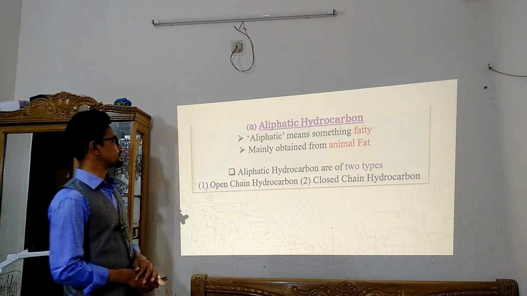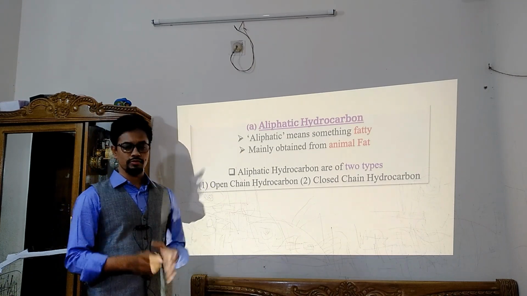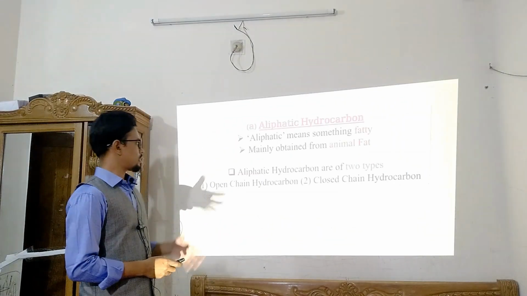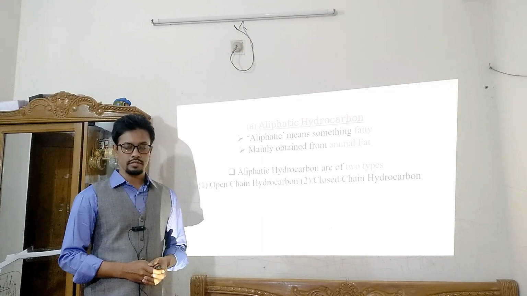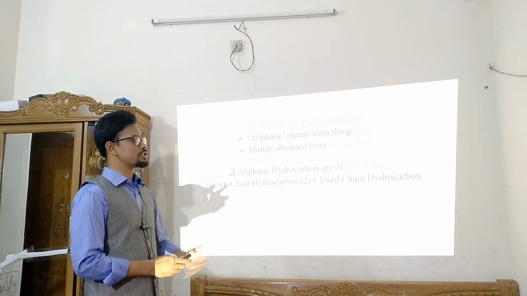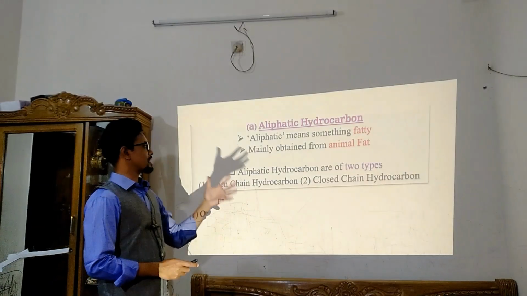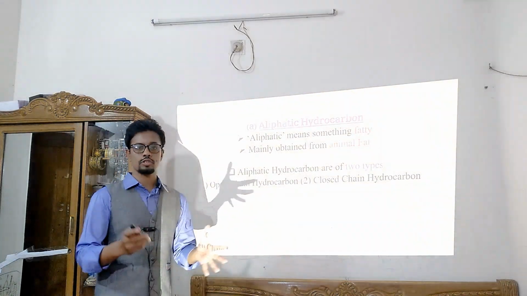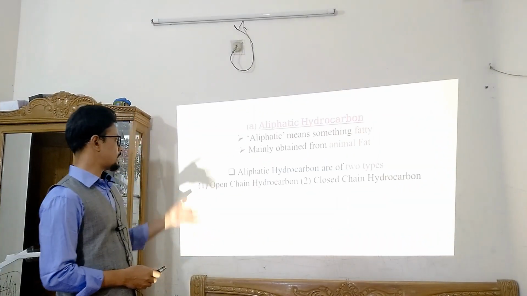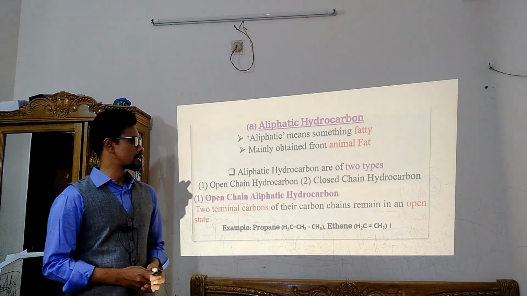Now, aliphatic hydrocarbon. Aliphatic means something fatty. We get it from fat, mainly obtained from animal fat. We know plant fat, but aliphatic hydrocarbons we get from animal fat. That's why this type of hydrocarbon is called aliphatic hydrocarbon. Aliphatic hydrocarbons are of two types: open chain hydrocarbons and closed chain hydrocarbons.